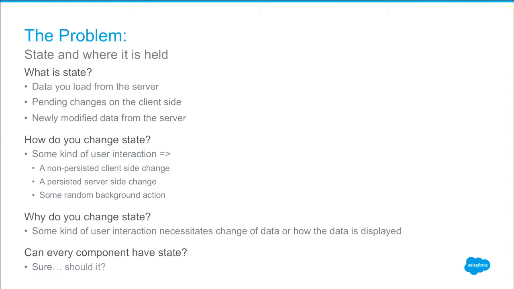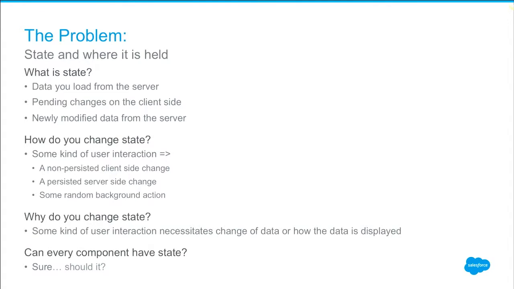So first, let's describe state. State can be data you load from the server. State can be changes you've made on the client side that are in flight to the server. And it can also be newly modified data coming down from the server. All of that combined together makes up application state. Stuff we all know, we're just kind of defining it here so we have a base of reference.